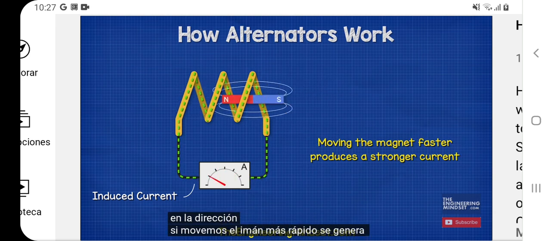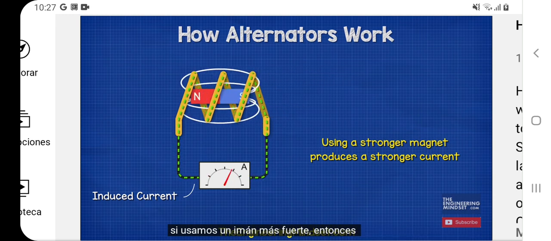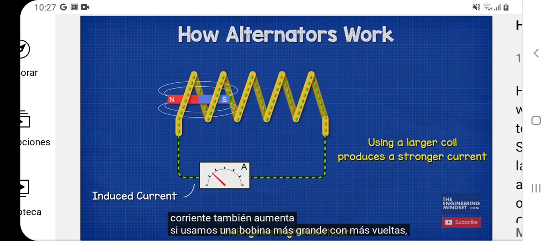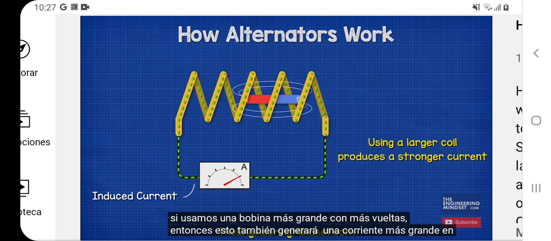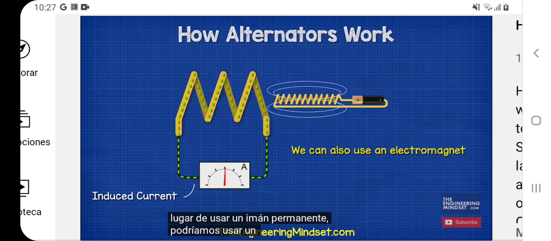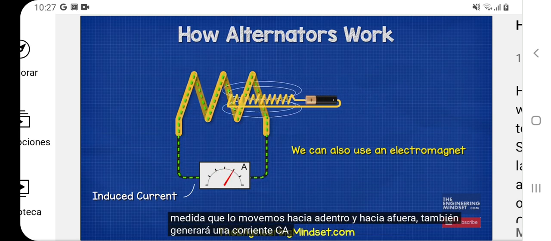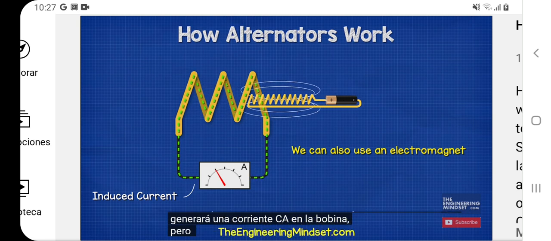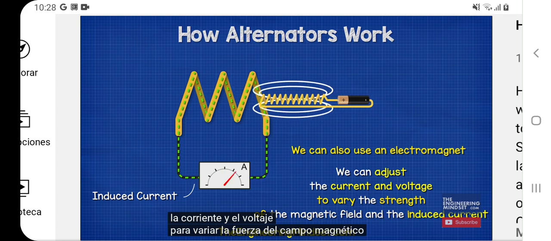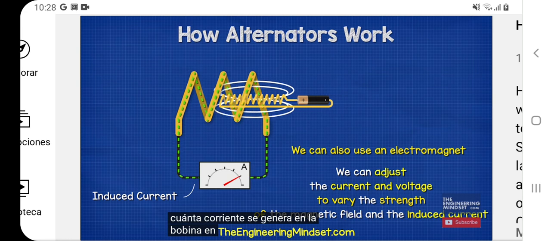If we move the magnet faster, a stronger current is generated. If we use a stronger magnet, then the current also increases. If we use a larger coil with more turns, then this will also generate a larger current. Instead of using a permanent magnet, we could use an electromagnet. As we move this in and out, it will also generate an AC current in the coil. But with the electromagnet, we can adjust the current and voltage to vary the strength of the magnetic field. This lets us control how much current is generated in the coil.